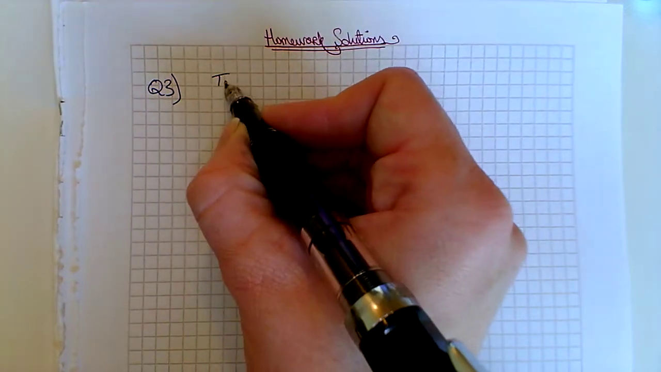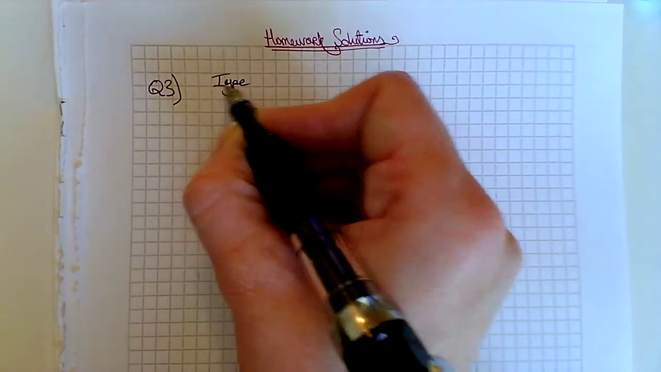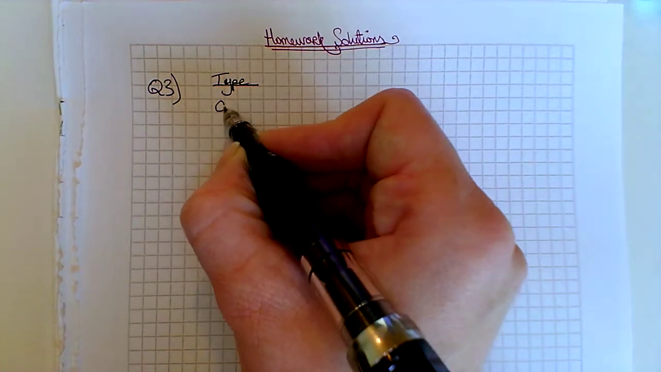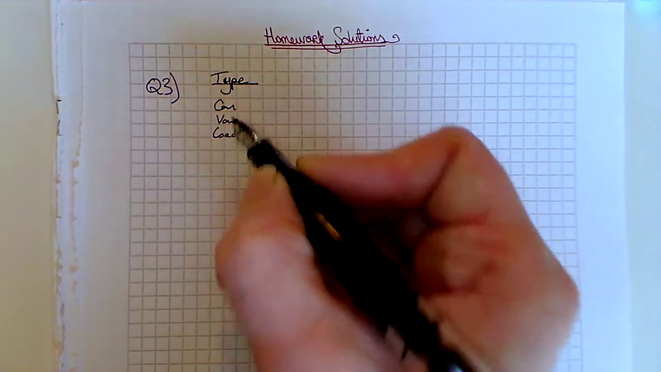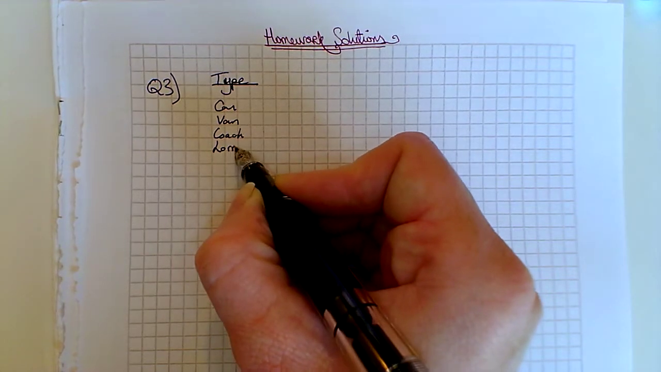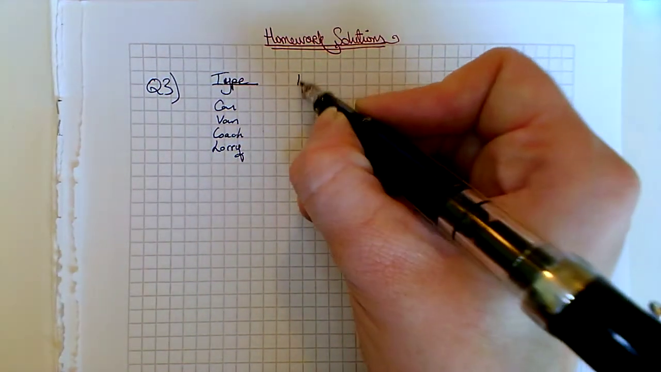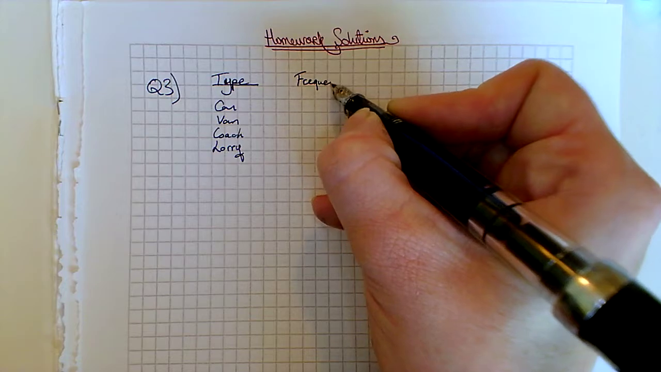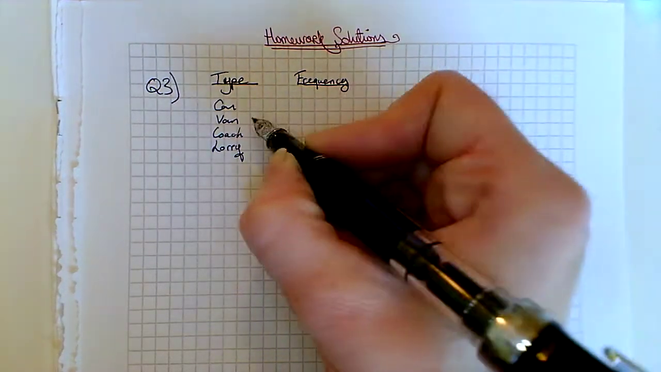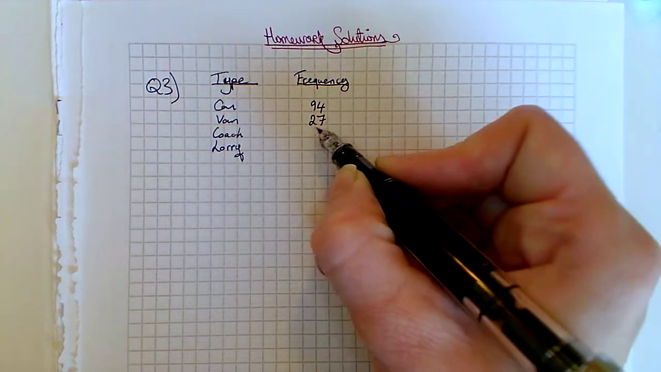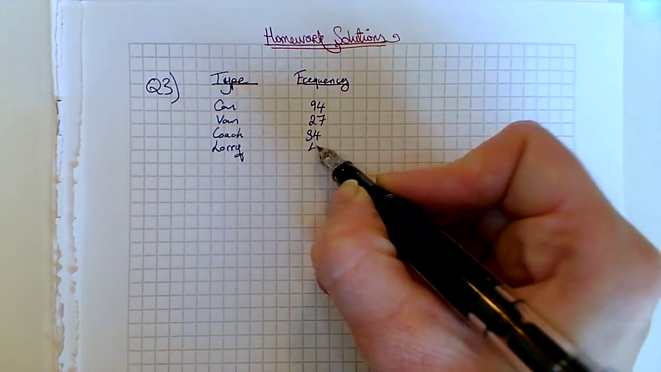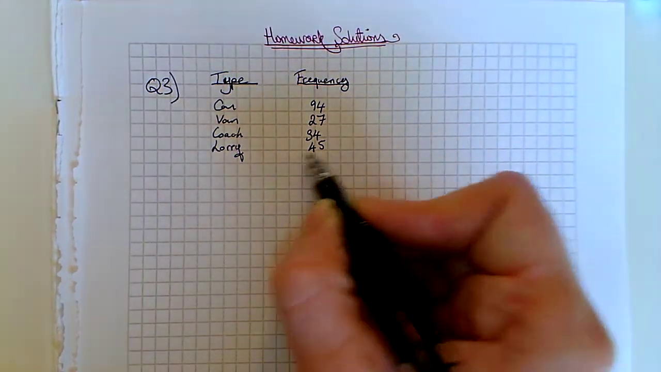So we had different types of vehicles. We could have had a car, a van, a coach, like one of those big buses, or a lorry. And we had the frequency. The frequency just means how many of them. So there were 94 cars, 27 vans, 34 coaches, and 45 lorries.